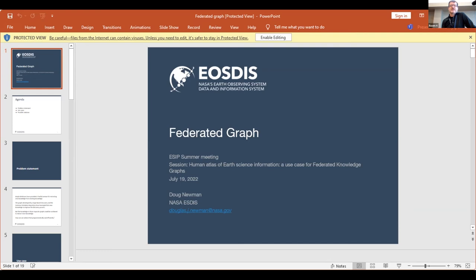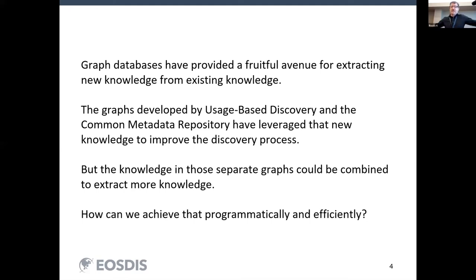I got a thing that says stop sharing, so I thought I was sharing. So I'm going to reshare with my entire screen then, see if that helps. My apologies. And now I've got two screens. How's that? Hallelujah. Sorry about that.